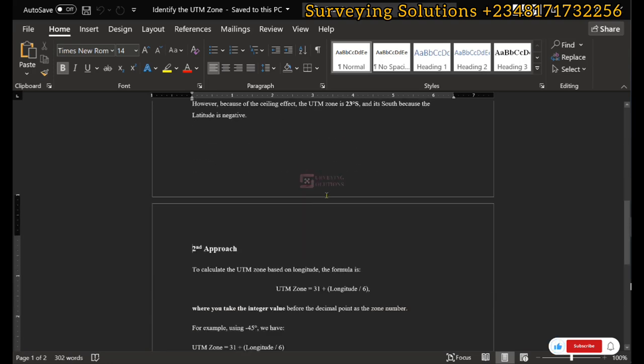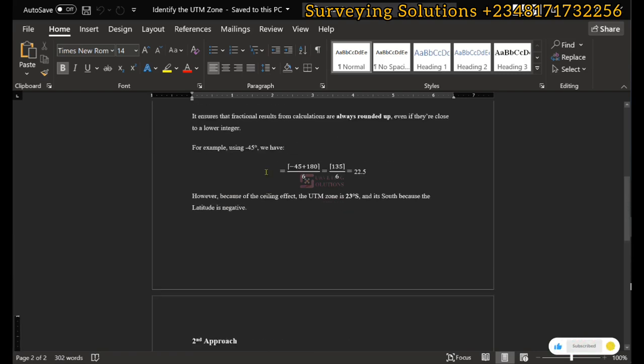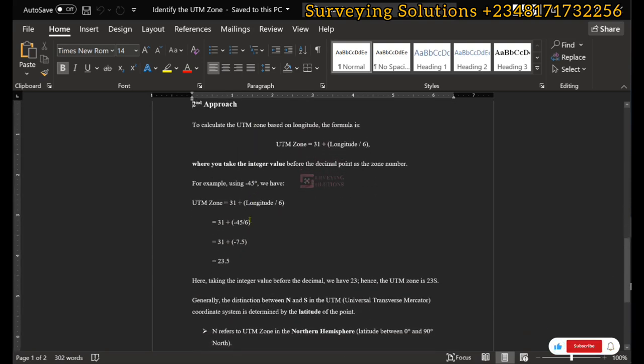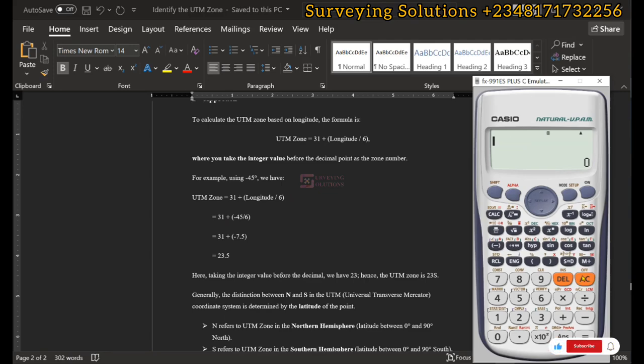However, in this second approach, when you have a whole number in front of a decimal, the UTM zone is actually that whole number. That's the integer value, right? Good. So we are still using our minus 45 degrees. If we substitute into the formula, we have 31 plus the longitude over 6, which should now be, let's get our calculator again. So we now have minus 45 over 6, which is minus 7.5, right? Good. Now plus 31, that returns 23.5.